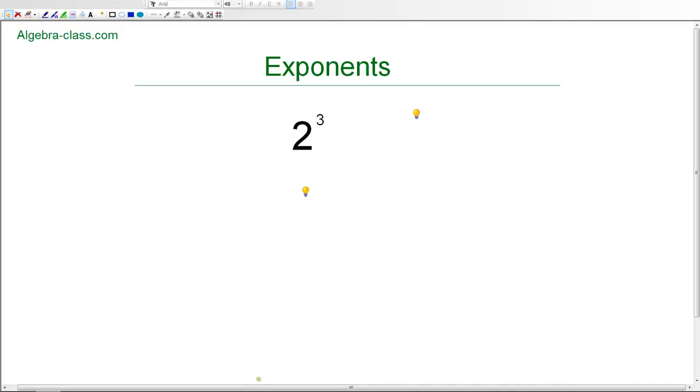In this lesson, we're going to talk about exponents. An exponent is part of a power. So if you look at this example that I have here, this is a power. And this is read as 2 to the third power. The 3 is called the exponent. It's the little raised number, right here, 3.